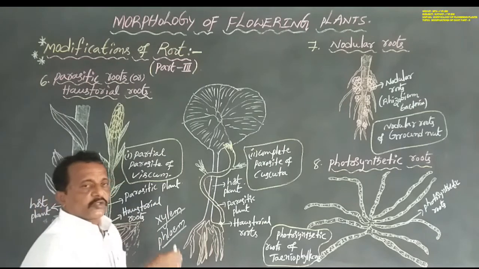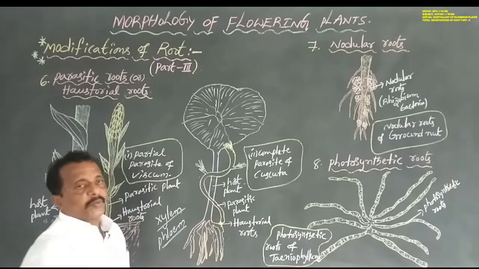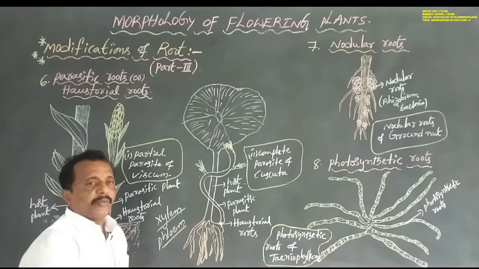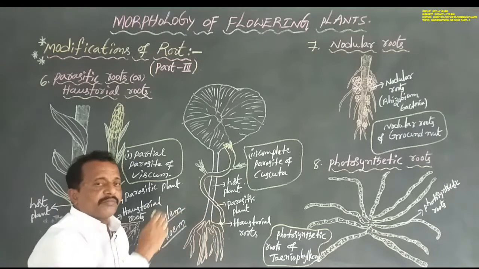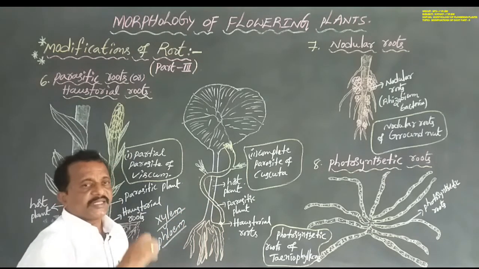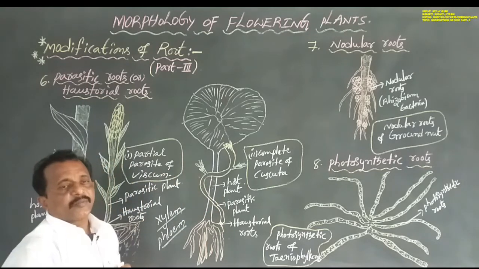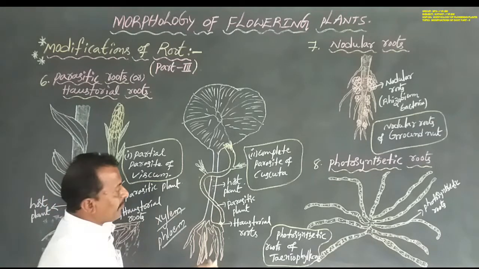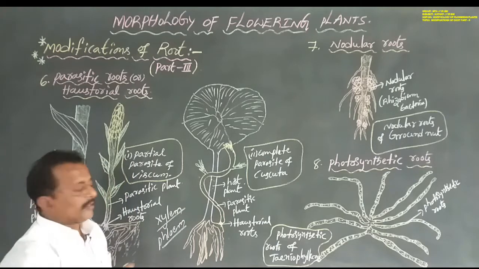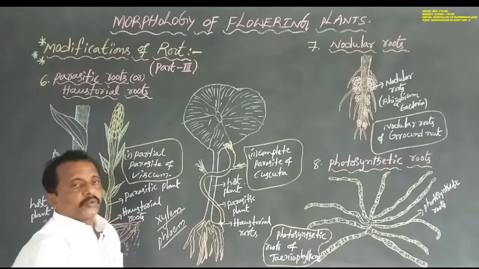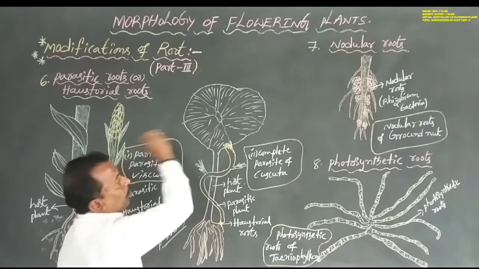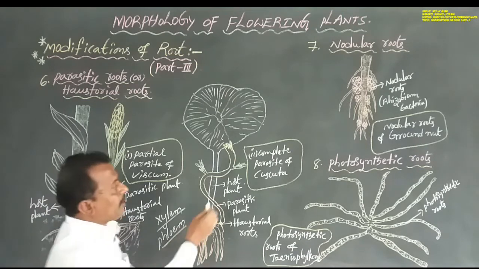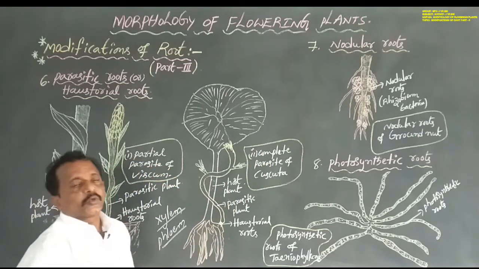This plant depends totally on the host plant. That is a complete parasitic plant. It does not make its own food material and does not absorb water and mineral nutrients itself. It always depends on another plant, the host plant. The haustorial roots of the parasitic plant connect to the xylem and phloem. So these roots are named complete parasitic roots.